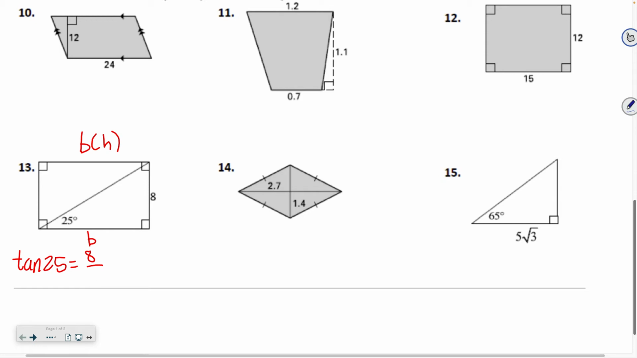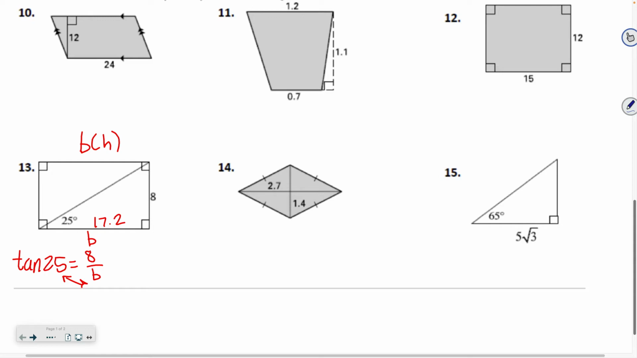Oops, that's my base. What do I do when the variable's on the bottom? Switch them out. So in your calculator, we're making sure it's in degrees, and we're going to say 8 divided by tan 25. Cole's got it. 17.156. All right, let's just go with 17.2. Nice.